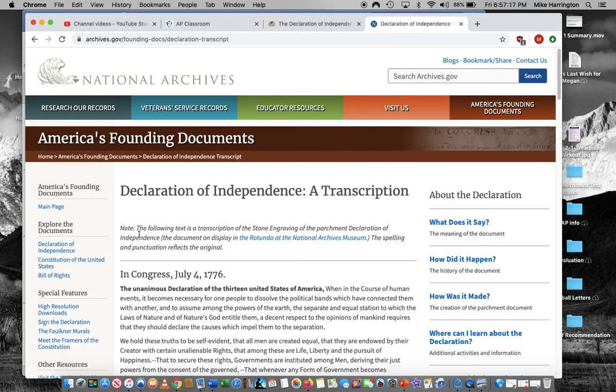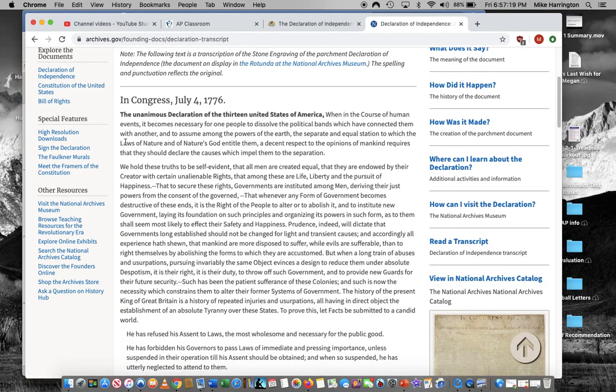But here we go. Now, all I'm going to do is cover part one and part two and just a few things. Just start us off real quick. The unanimous declaration of the thirteen United States of America. When in the course of human events it becomes necessary for one people to dissolve the political bands which have connected them with another and assume the powers of the earth, blah, blah, blah. Here it is. We want to break up. That's what that is right there. We're telling you we're breaking up with you. We're just giving you the courtesy of letting you know.